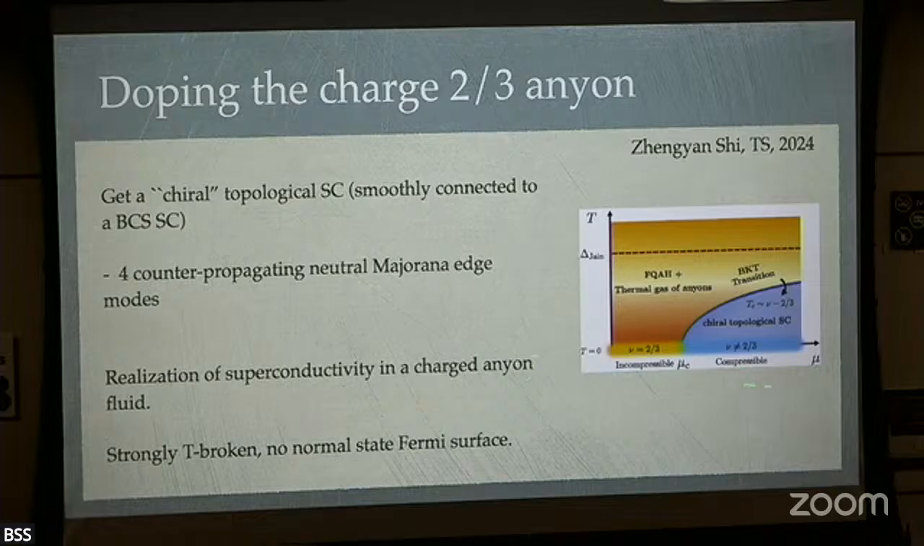So this then gives us a realization. If you tune the chemical potential, you go from this 2/3 quantum Hall state, and if you dope this charge 2/3 anyon and get beyond the critical chemical potential, you get this chiral topological superconductor, right? And this occurs in a system which is strongly time reversal broken. It has no Fermi surface in the normal state. You should not think about this as a BCS instability of a Fermi surface. But the ground state, nevertheless, is smoothly connected to something that you could have obtained in some totally different regime, from a system with a Fermi surface with a BCS instability.